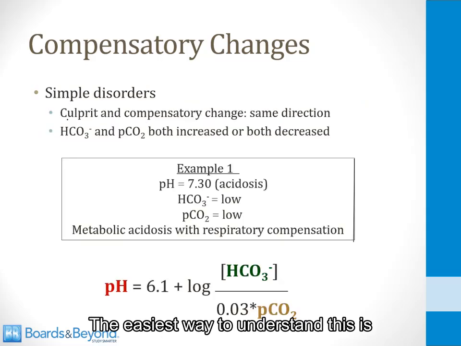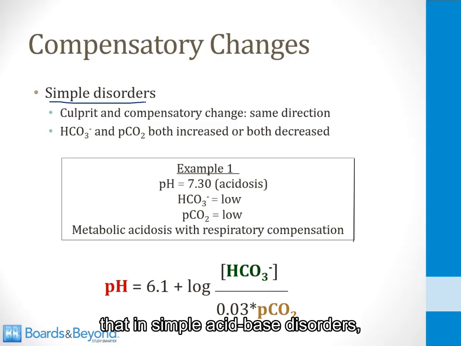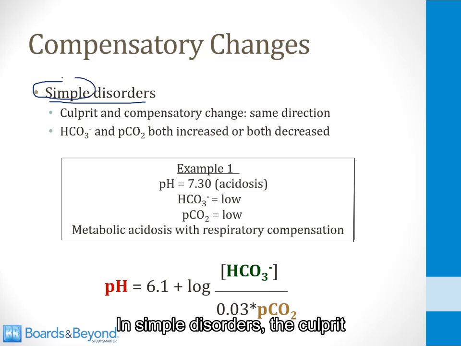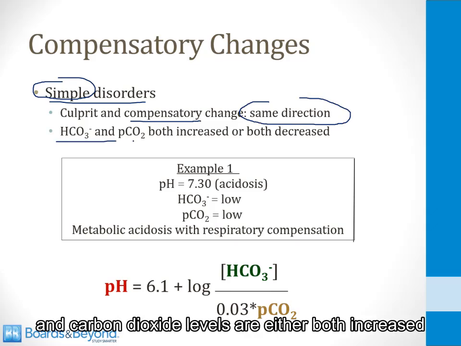The easiest way to understand this is to go through a couple of examples, so let's do that now. First of all, let me point out that in simple acid-base disorders, meaning an acid-base disorder where there's only one disorder present, it's not a mixed disorder with multiple acid-base abnormalities. In simple disorders, the culprit and the compensatory change are both in the same direction. By this I mean that bicarbonate and carbon dioxide levels are either both increased or both decreased.